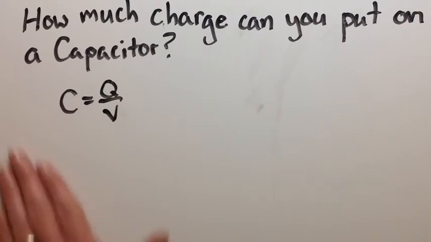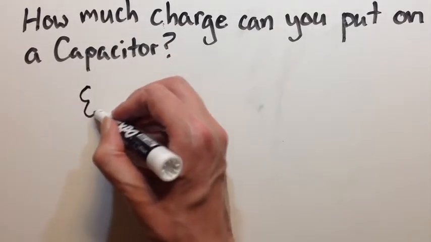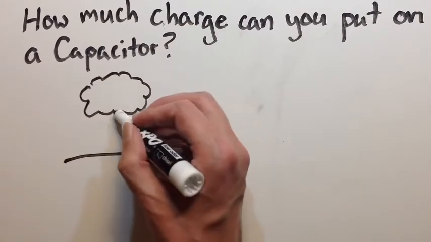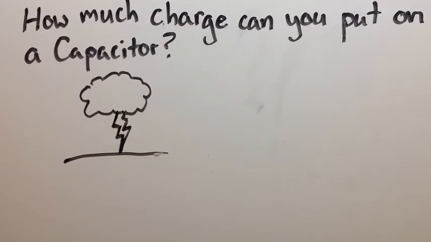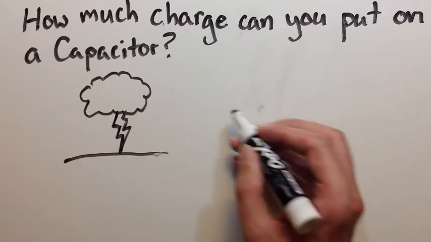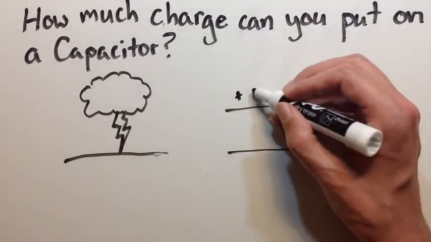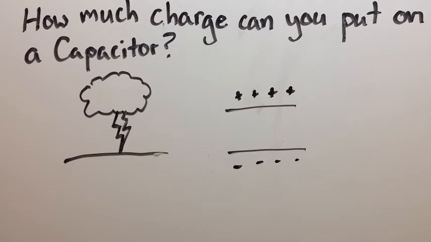Well, the answer is related to stuff that you've seen in everyday life. For example, stop me when you know what I'm drawing here. Lightning. Lightning is related to the reason why there's a maximum amount of charge that you can put on a capacitor. So here's a crazy idea. We said capacitors are basically, you've got a parallel plate, you put a certain amount of charge on one plate, a certain amount of charge on the other one, and there you go. Now it's a capacitor because you've got two parallel plates.